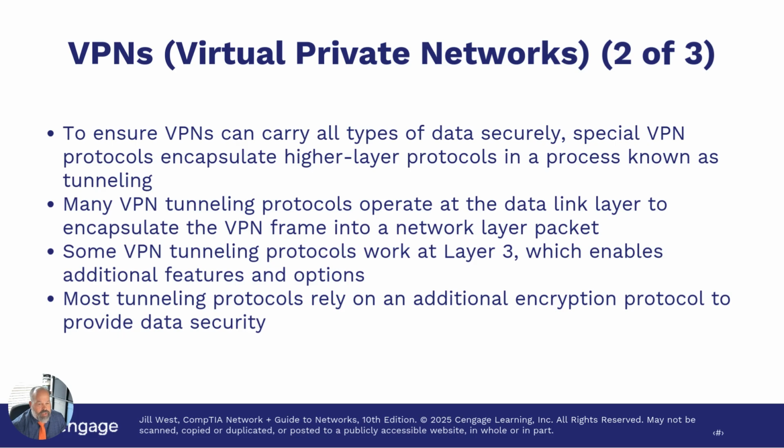VPNs do use tunneling to protect data, as we mentioned last slide. So think of it like putting your letter inside another envelope and then sending it through the mail. Even if someone opens the outer envelope, the real message is still sealed inside. That's what tunneling is. Some VPNs operate at the data link layer, some at the network layer, but they all rely on extra encryption to keep your tunnel safe. Without it, your secret tunnel would be more like a glass tube where everyone could see inside.